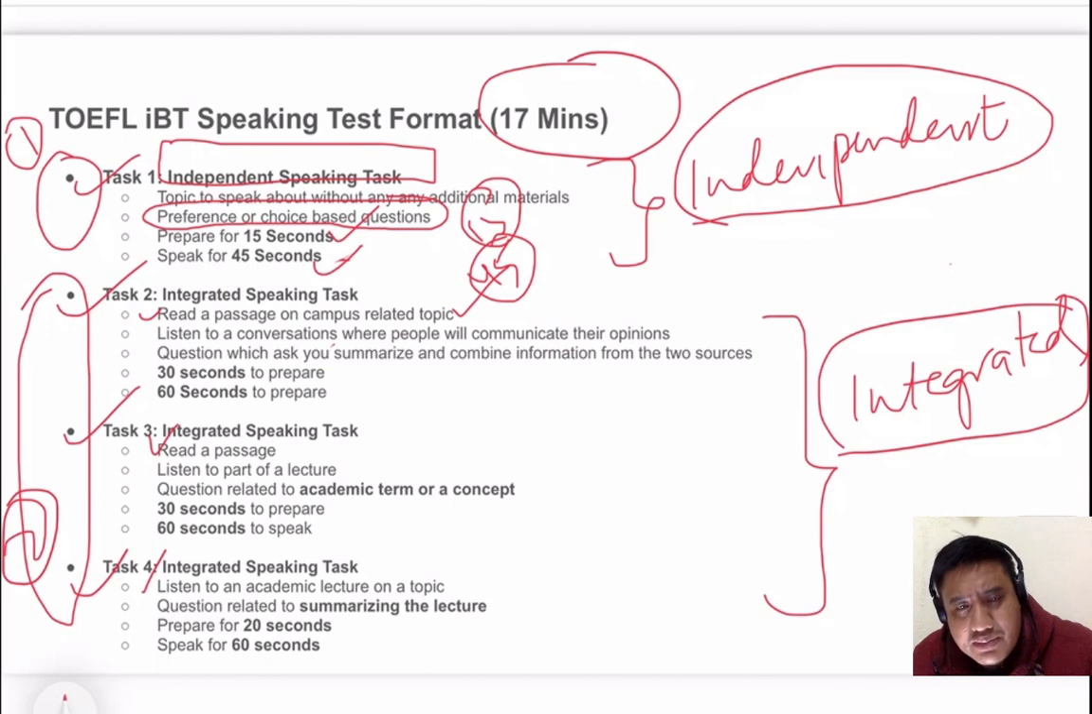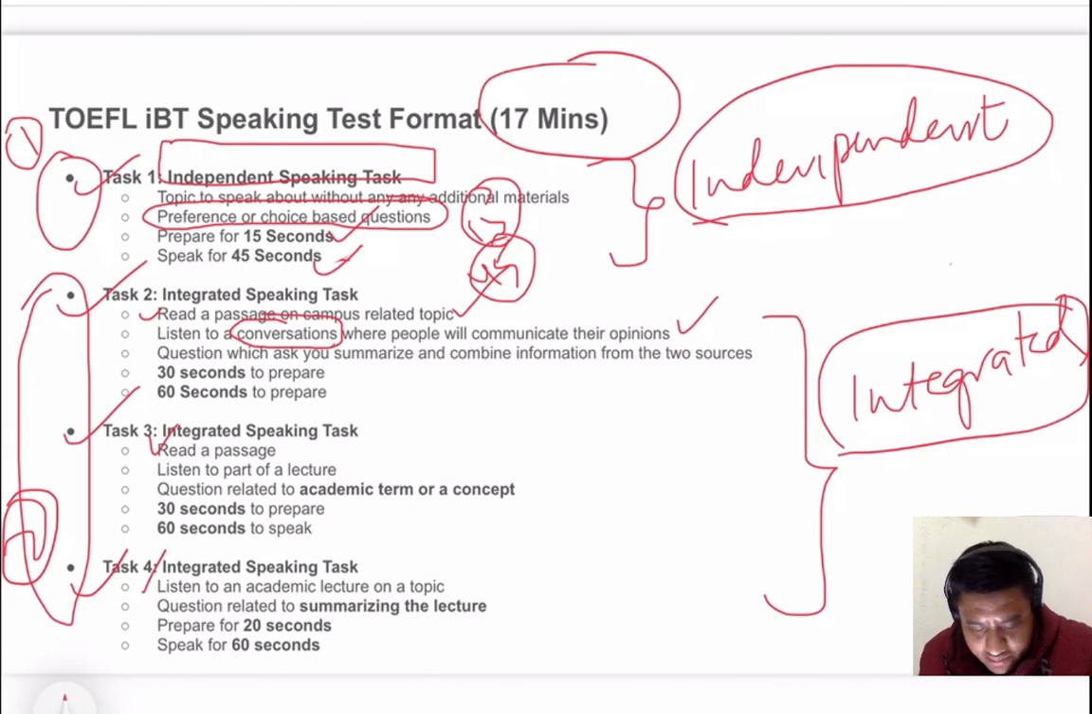Let's say your university might be starting an evening class. So they might have an announcement for the evening class. And right after they give you some time to read the passage, they'll also play a conversation on the same topic, where people will be discussing whatever was in the announcement. Most of the time, the people in the conversation will start giving their opinions on the good and bad things about the particular announcement.